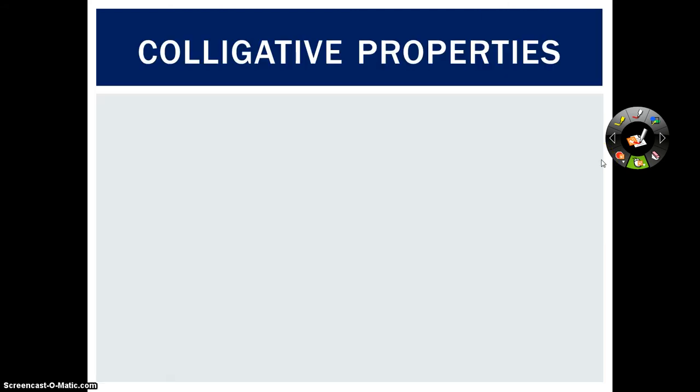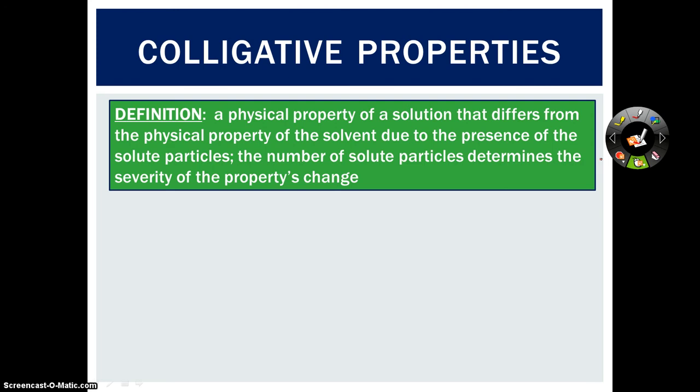So, what are colligative properties first by definition? It's a physical property of a solution that differs from the physical property of the solvent. So solution versus solvent due to the presence of the solute. The number of solute particles determines the severity of that property's change.